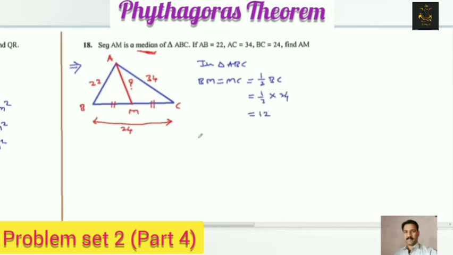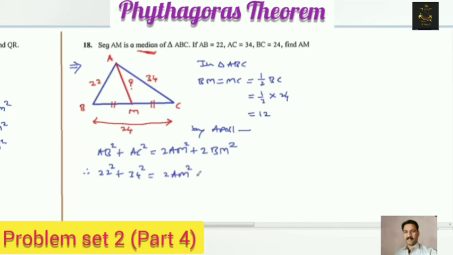Now again use Apollonius. By Apollonius, what you can say here is AB square plus AC square is equal to twice of AM square plus twice of either BM or MC square. We'll take BM square. Now we'll put the values. AB is 22 square. AC is 34 square. AM we have to find, keep this as it is. So twice of BM, that is 12 square, so into 12 square.